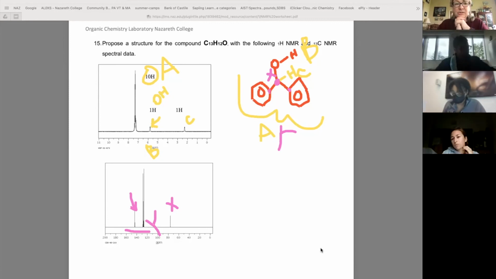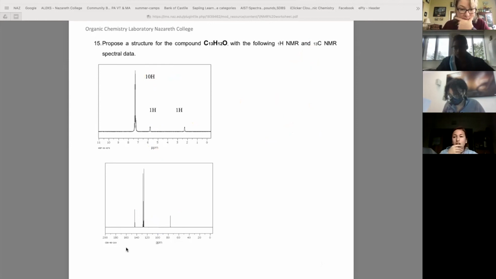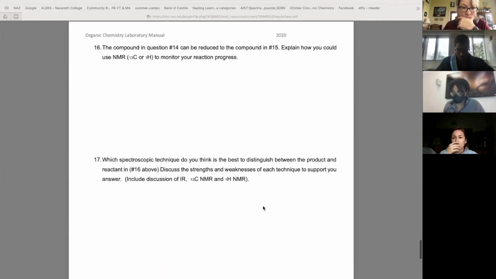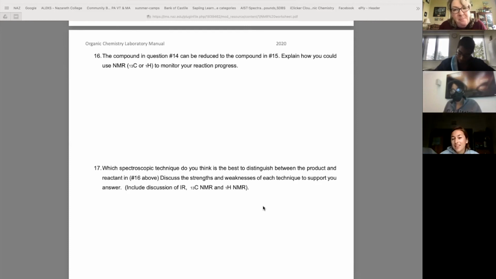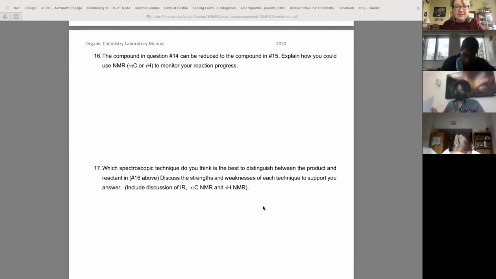Any other questions? For 17, isn't IR the best because you get those alcohol peaks? There's no specific correct answer. If you argue your point, you can use any of the techniques. They all show their own individual features. It says which one do you think? So you pick one that you like and then explain it, but there's no wrong answer unless you can't explain it. It says discuss the strengths and weaknesses of each technique.